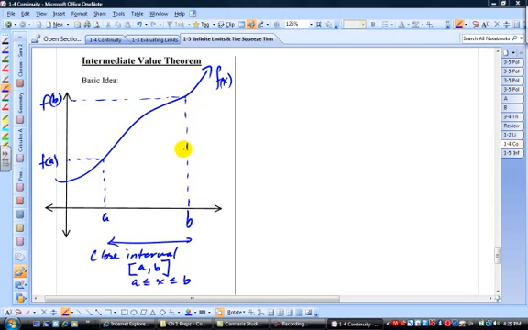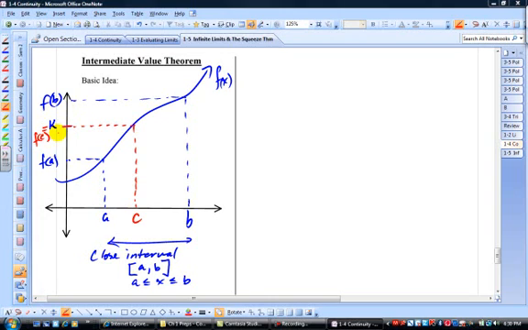There exists at least, well, let me back up. If k, which is some y value, is between f of a and f of b, then there exists a c in the closed interval from a to b such that f of c equals that k. What I mean by that is this. If you go towards the function here and come down, there exists a c between a and b such that f of c equals k. And notice this right here is equal to f of c.